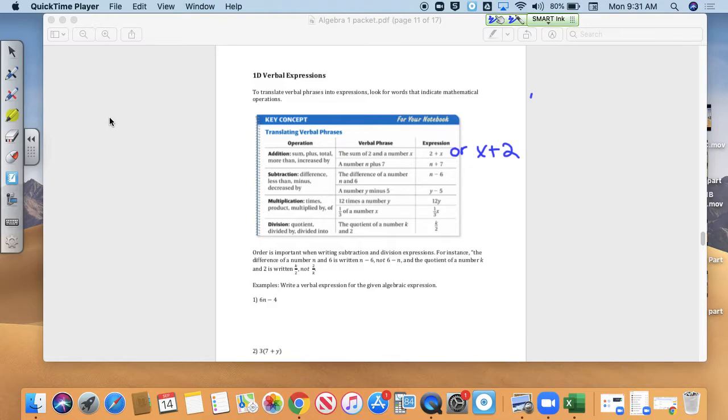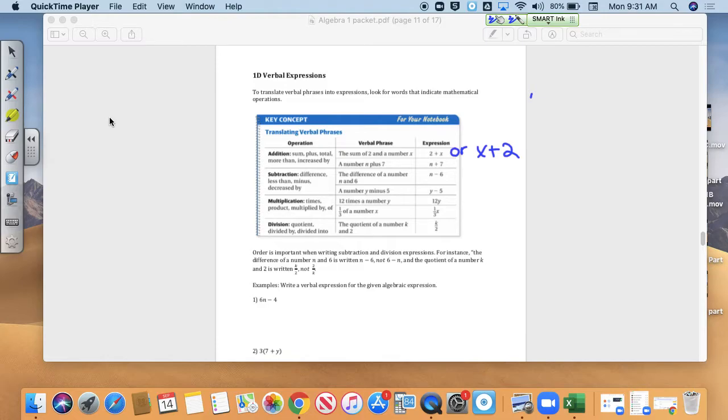So times, you might hear, product, multiplied by. The word of means multiply. So here's some examples of verbal phrases and expressions that match those. 12 times a number y. So the expression would be 12y. 1/3 of a number x. That's important because it says 1/3 of a number, and that means multiply. So 1/3 times x is the expression.